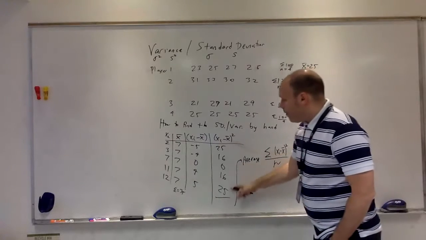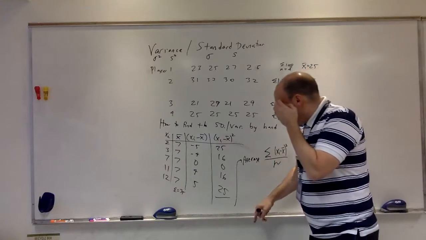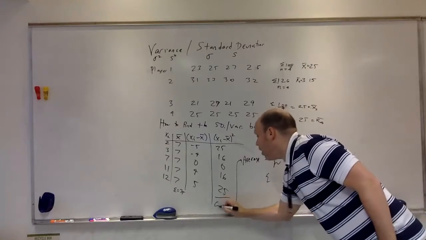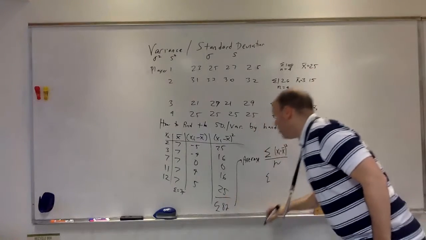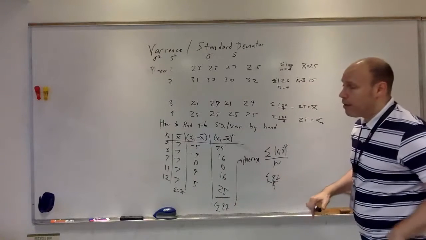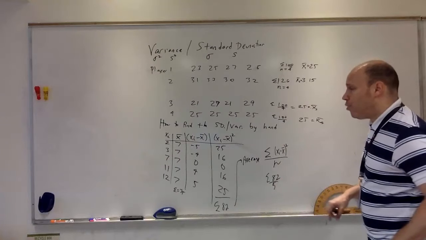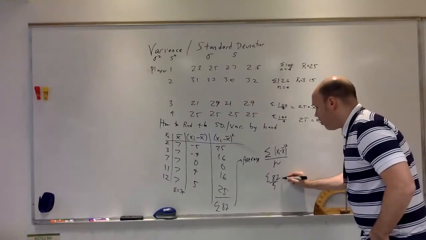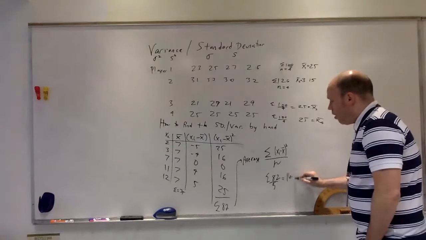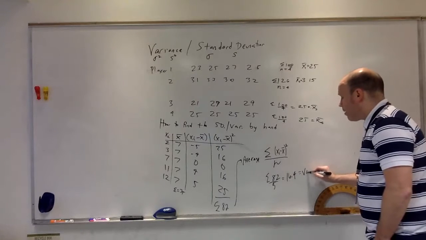So let's see. 50 plus 32 is 82. And so we have the sum is 82. 82 divided by 5. 82 divided by 5 is 16.4. And this is the variance.